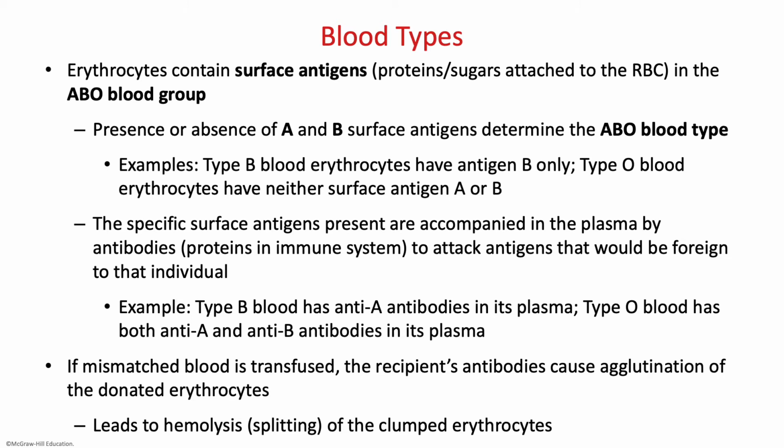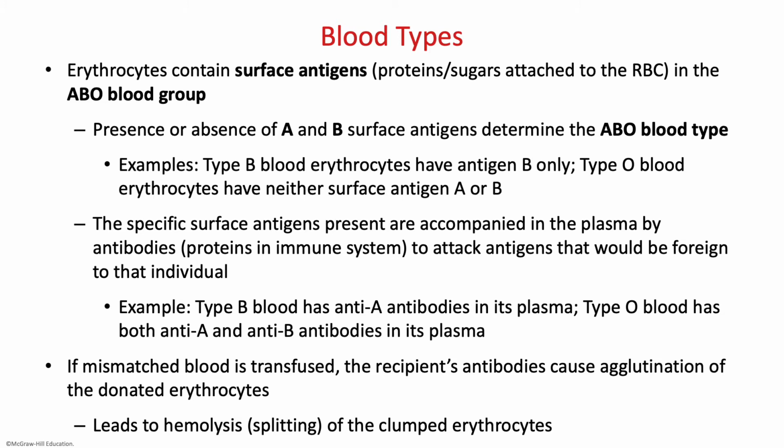So how do we get these different blood types? Well, erythrocytes, those are the red blood cells, they contain surface antigens, and these are proteins or sugars that are attached directly to the red blood cell, and they are in the ABO blood group. The presence or absence of A and B surface antigens determine the ABO blood type.